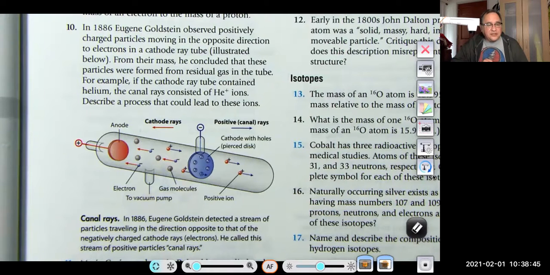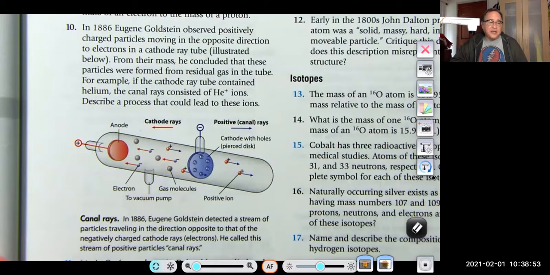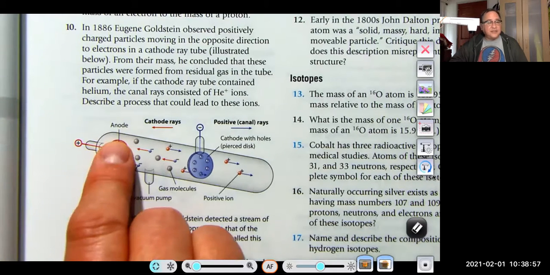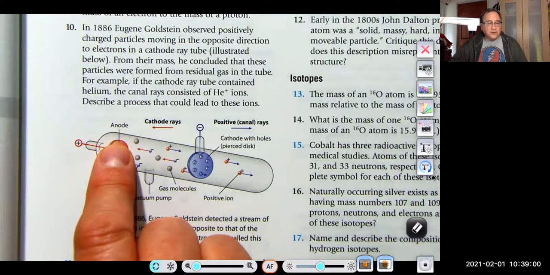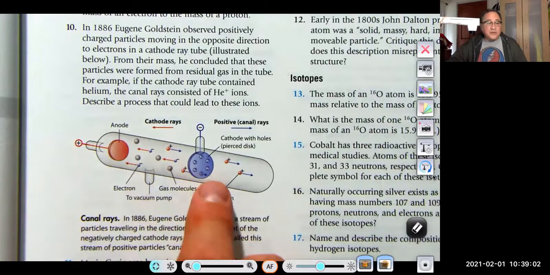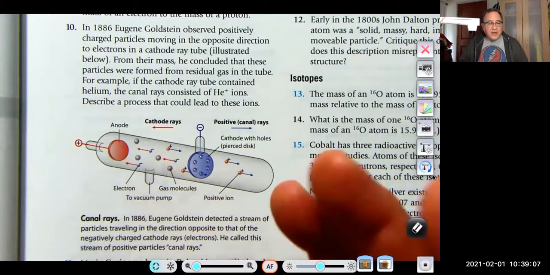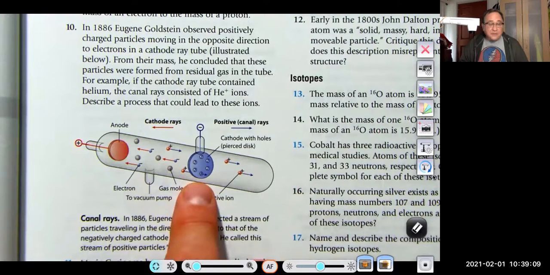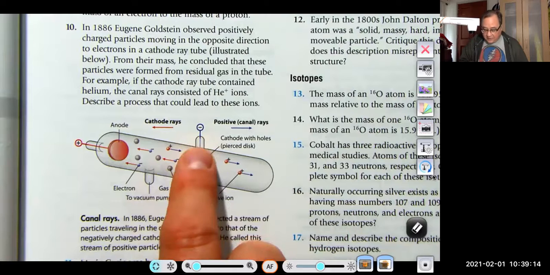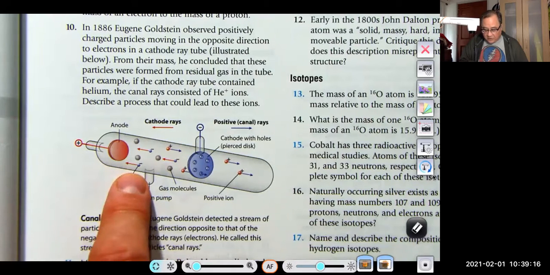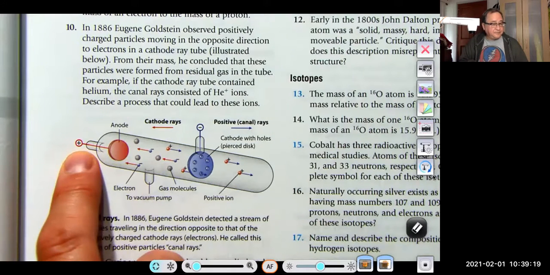Okay, one of the things that you want to read about is what is a cathode ray tube? And a cathode ray tube is simply a device that shoots electrons. Now, this is called the anode because it attracts negatively charged particles. And this is called a cathode because it attracts positively charged particles. And we know opposites attract. So if the cathode is attracting positively charged particles, it's going to have a negative charge on it. And the anode, if it's attracting negatively charged particles, it's going to have a positive charge on it.